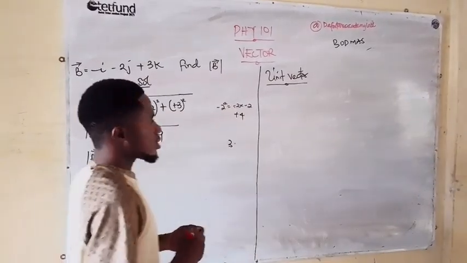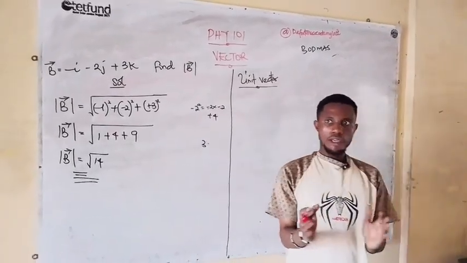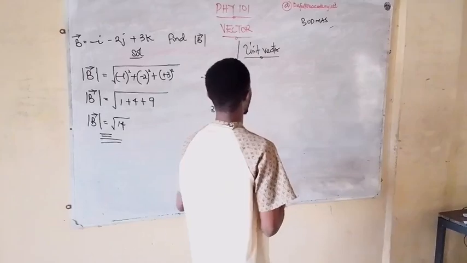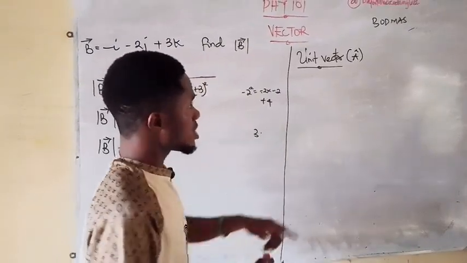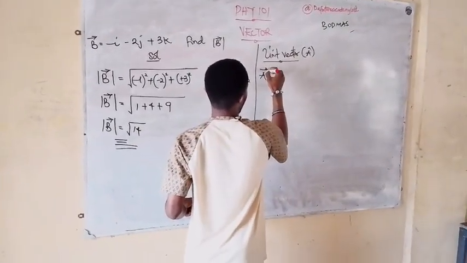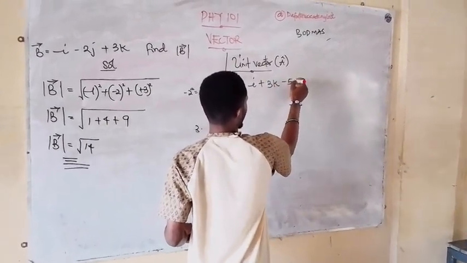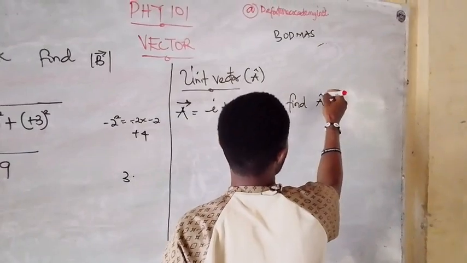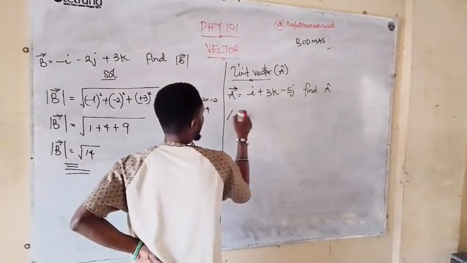Now from the word unit vector, a unit vector should be a vector whereby the result is 1. A unit vector is a vector whereby the result of the vector should be 1. Unit vector is denoted by caret. That's this sign. So if I'm being given a position vector of, let's say, minus I plus 3k minus 5j, and they said find, they will not write find unit vector, they just write something like this. You should know what it means. So it means you should find the unit vector.